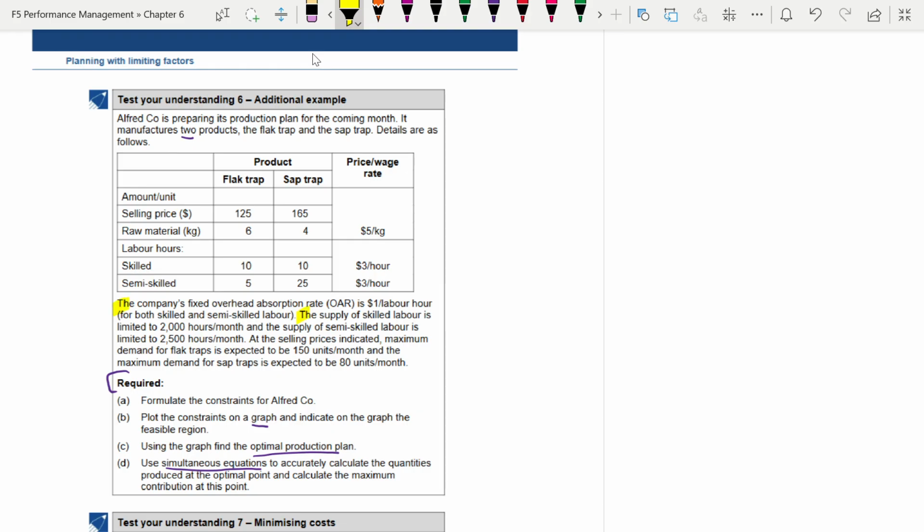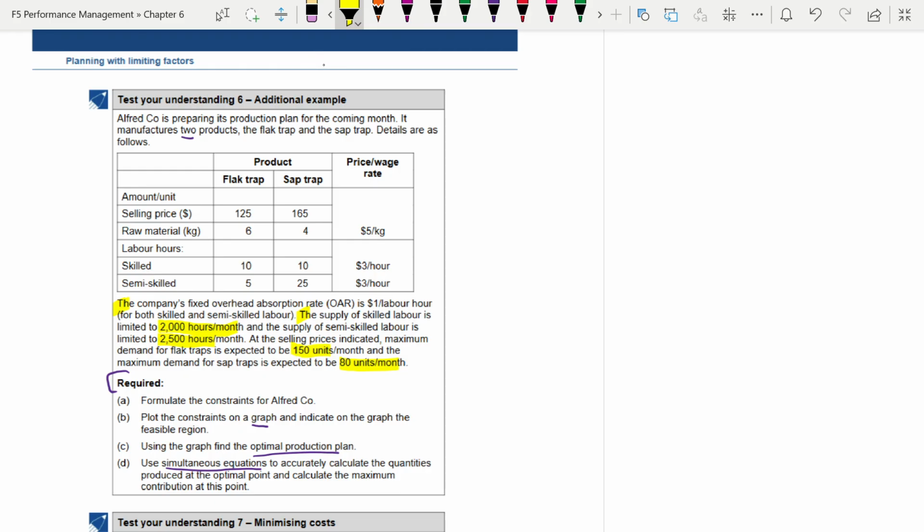The supply of skilled labor is limited to 200 hours per month, and the supply of semi-skilled labor is limited to 2,500. Within those hours only we have to work. As the selling price indicates, maximum demand for flat traps is expected to be 150. That means you cannot have more than 150. And the maximum demand is 80 per unit.